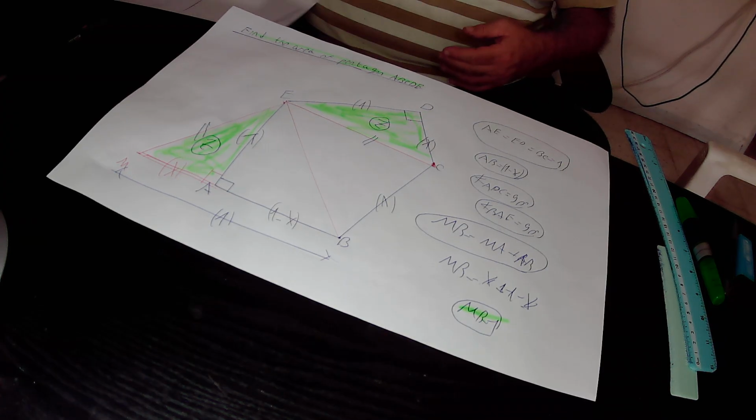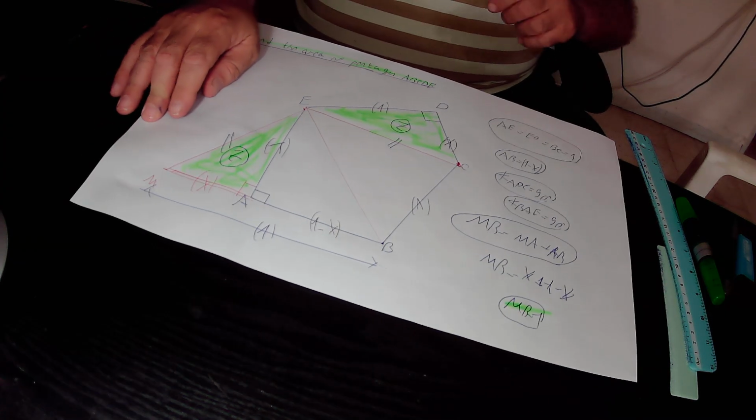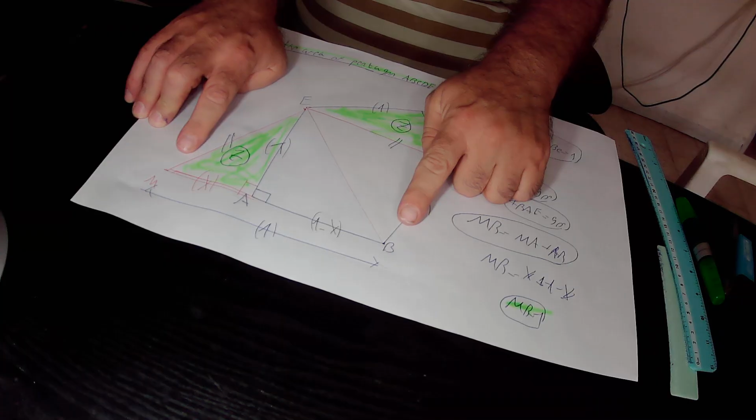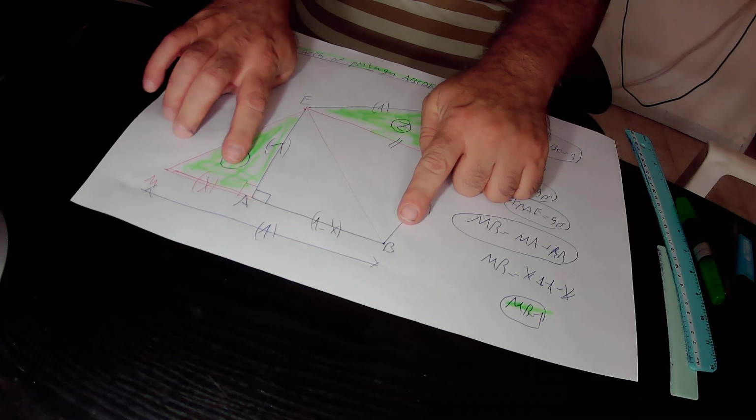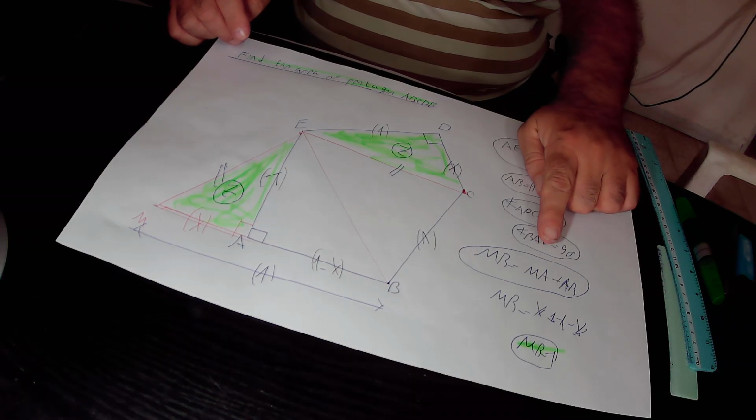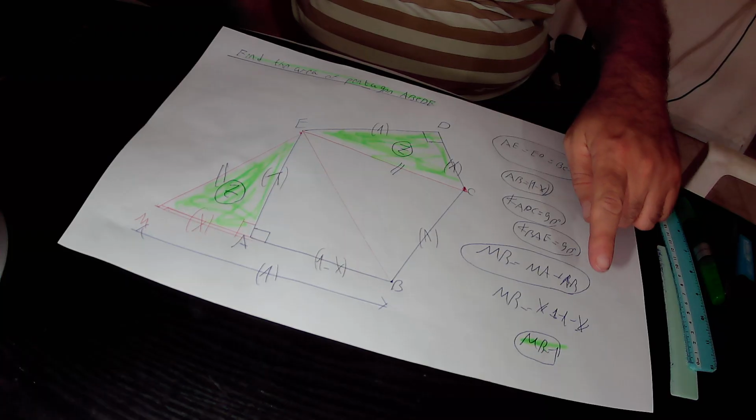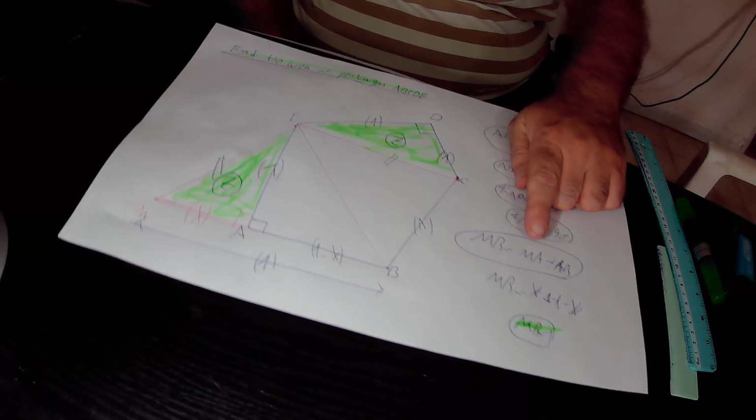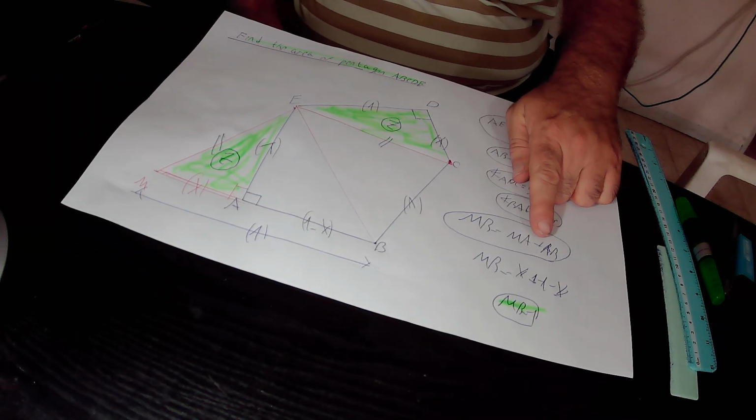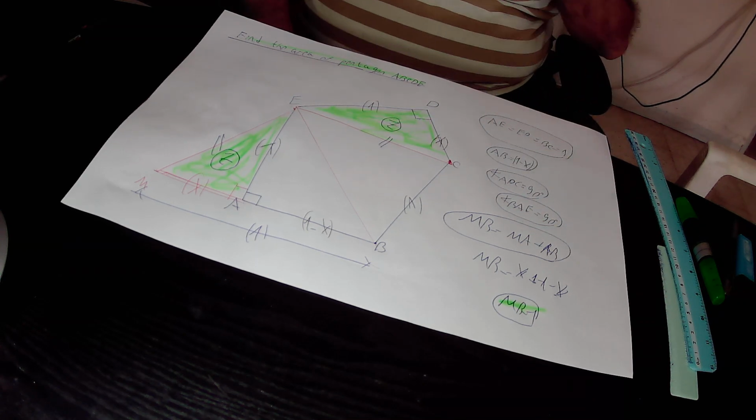In the next step, we calculate the length of MB. MB equals MA plus AB. MB equals MA, that is X, plus AB, that is 1. So in total, MB equals X plus 1 minus X. X minus X is 0, so MB in total equals 1.